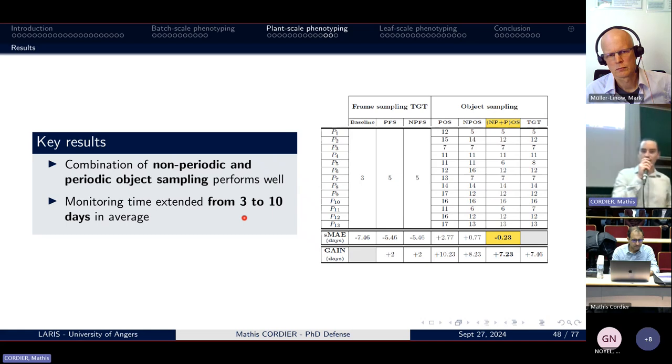If we go to some key results, we can see here that the combination of non-periodic and periodic object sampling performs well. In particular, we were able to extend the monitoring time from 3 to 10 days on average.